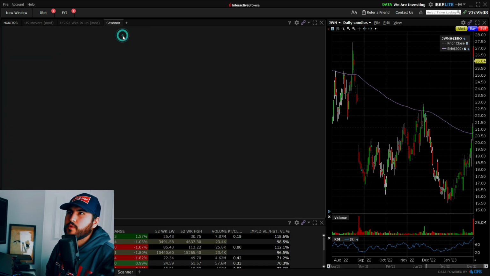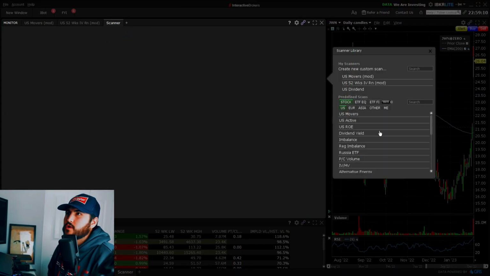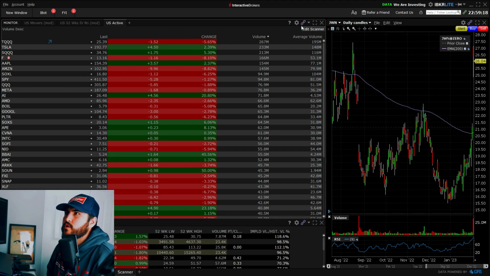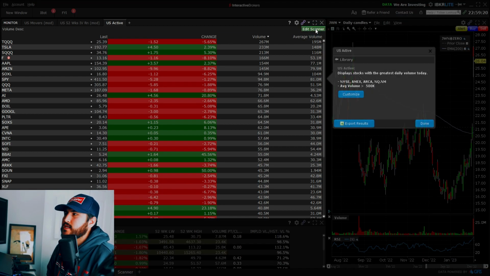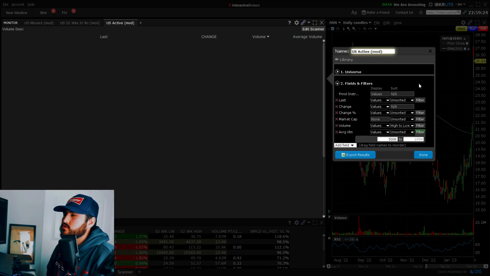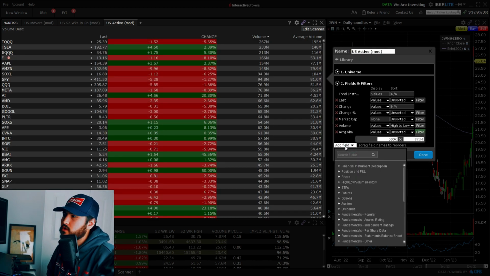So we're going to click on plus, we're going to go to Mosaic Market Scanner, and now we are going to use our predefined and we're going to use US active. We're going to click done. And now we are going to modify this by hitting edit scanner. We're going to customize it. What we're going to do is we're going to add some fields and modify this scanner.